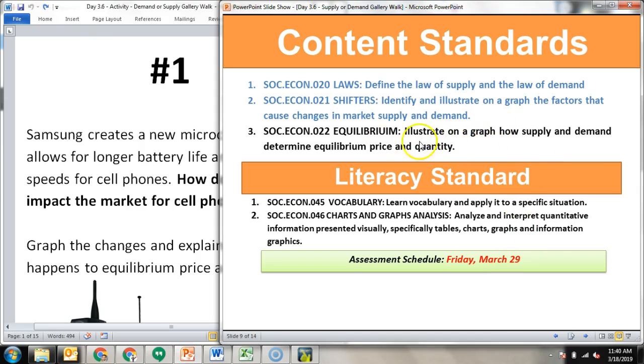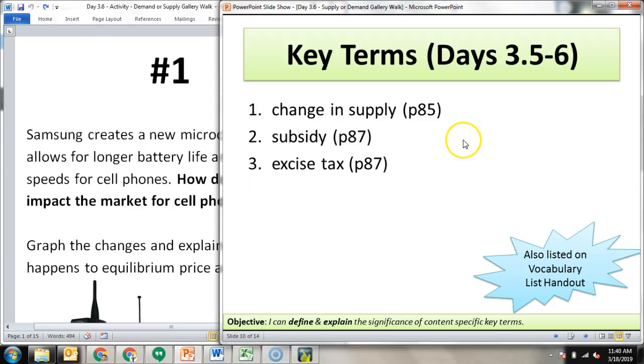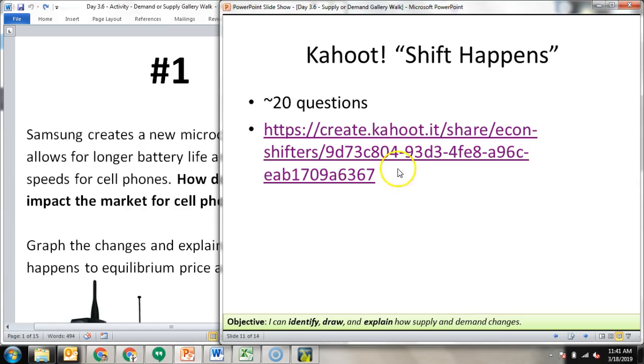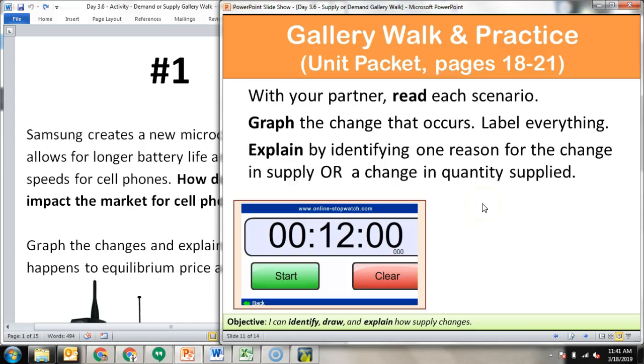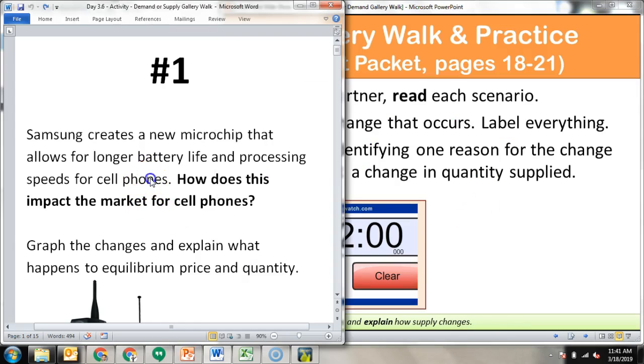Later this week and next week we'll work with equilibrium. Same key terms as last class. We did some Kahoot. You can go here and you can play this if you want. We'll play it again in class here in the days ahead. And here's the activity that we did today, looking at these different scenarios. So what I'd encourage you to do is pause the video, go through the scenarios yourself. I've got them uploaded to Schoology, and then resume the video and I'll go over the answers.